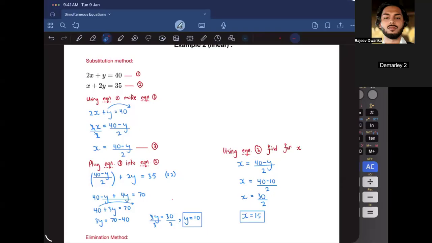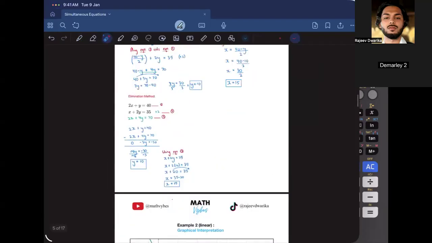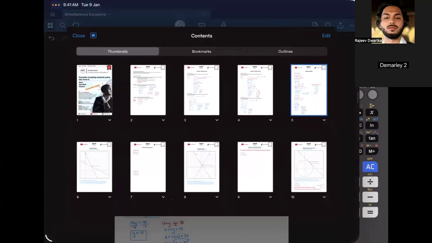And you chose the harder route. If you wanted, you could have made y the subject very easily, and y would have been equal to 40 minus 2x. So I'm going to show you that method as well. I think we should probably do that to be thorough.